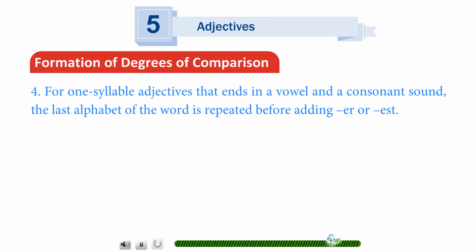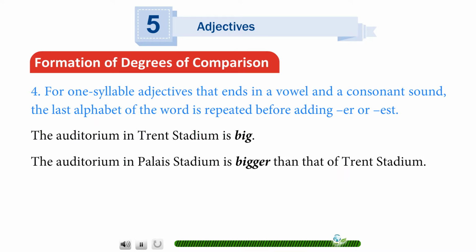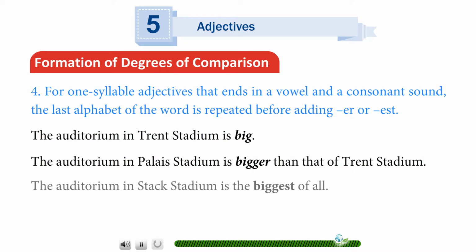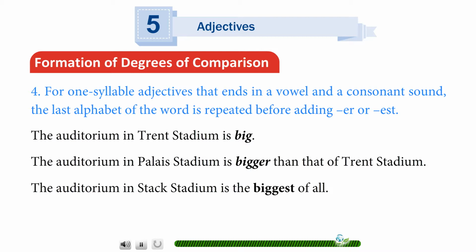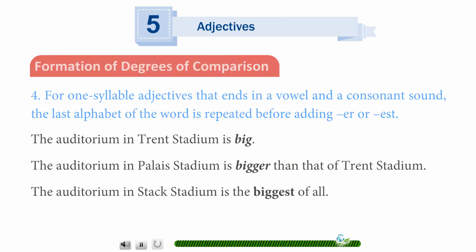4. For 1-syllable adjectives that end in a vowel and a consonant sound, the last alphabet of the word is repeated before adding ER or EST. The auditorium in Trent Stadium is big. The auditorium in Pillai Stadium is bigger than that of Trent Stadium. The auditorium in Stack Stadium is the biggest of all.